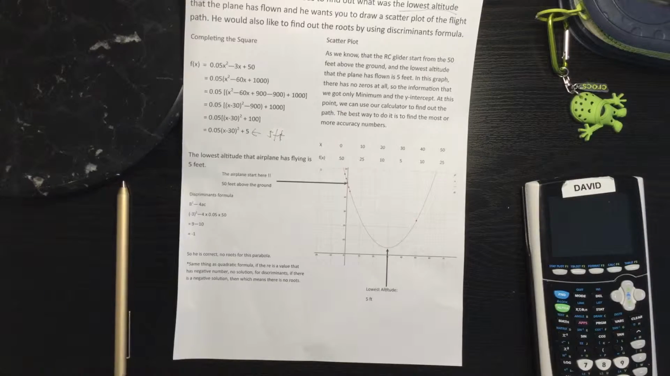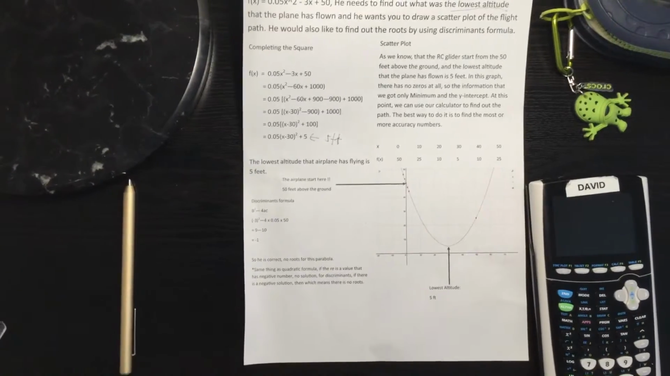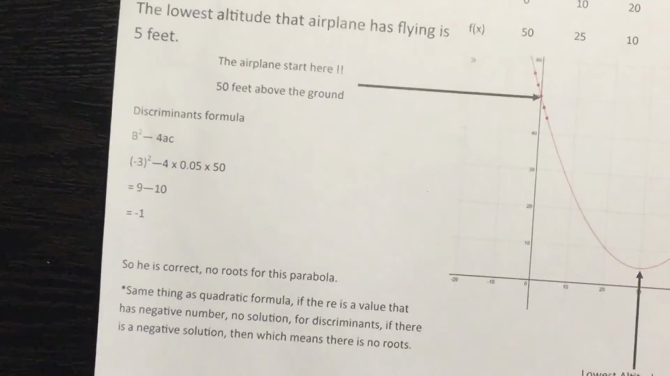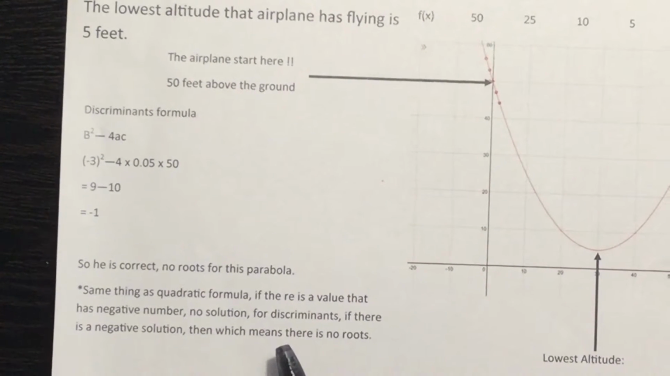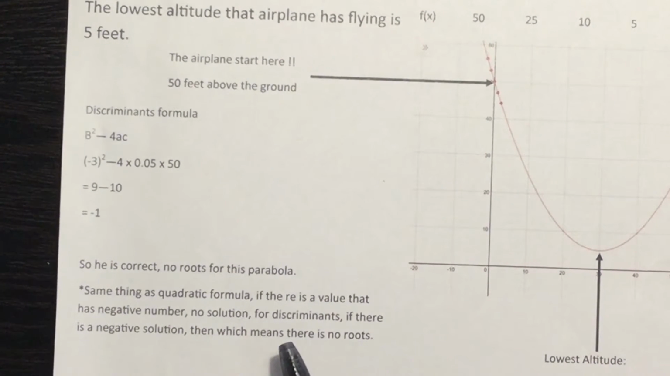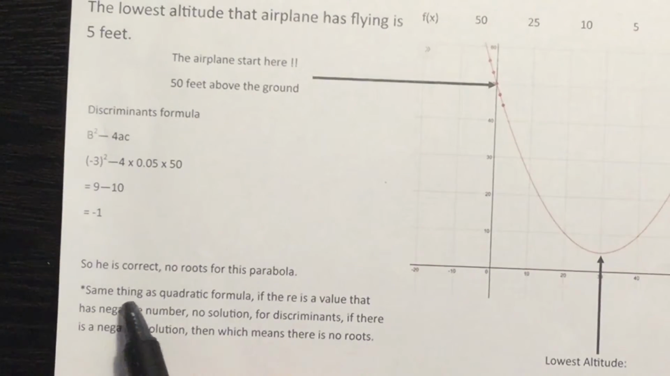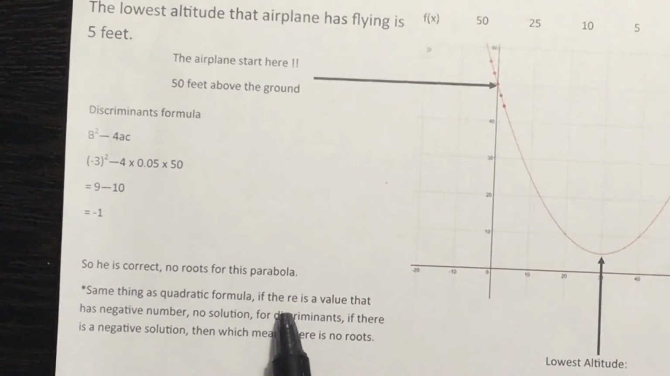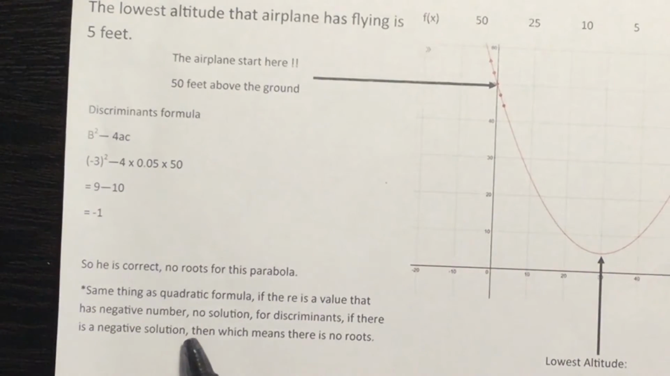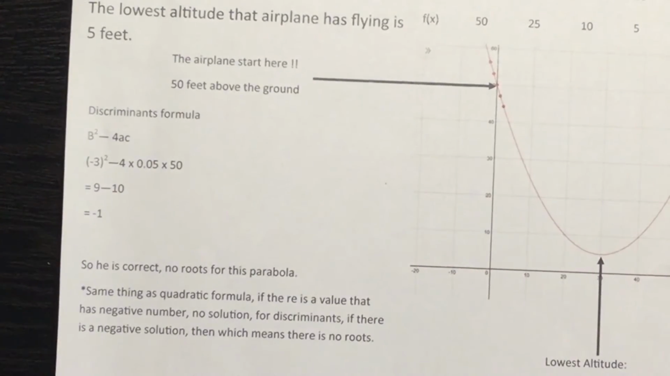After that, we use the discriminant formula, as you can see here, and I made a tip for you guys to know. The discriminant formula is b squared minus 4ac. After we calculate, the answer is negative 1. So I'm correct: there are no real roots for this parabola, because you can see the tip here. Same thing as the quadratic formula: if there is a negative value under the square root, no solution. For the discriminant, if it is negative, it means no real roots in this parabola.